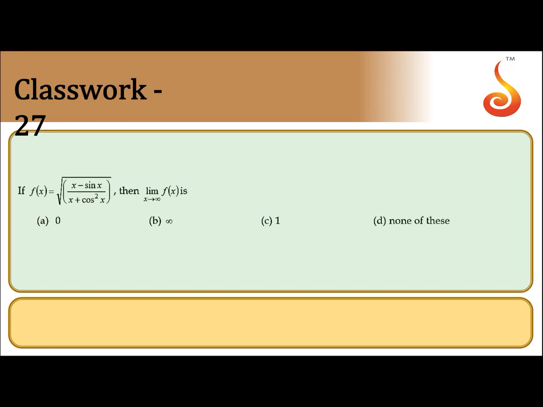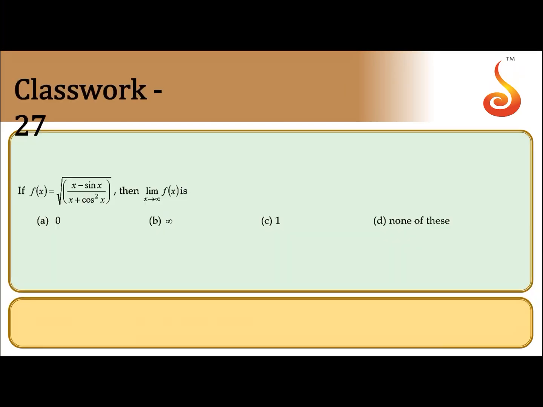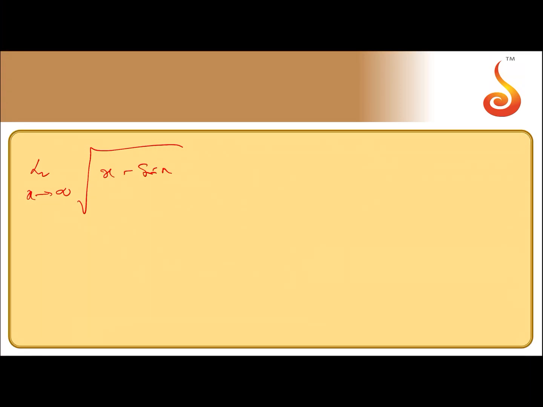Yes. Coming to the 27th one. 27. f of x is equal to the square root of x minus sine x divided by x plus cos square x. Let's see the limit of f of x as x extends to infinity.